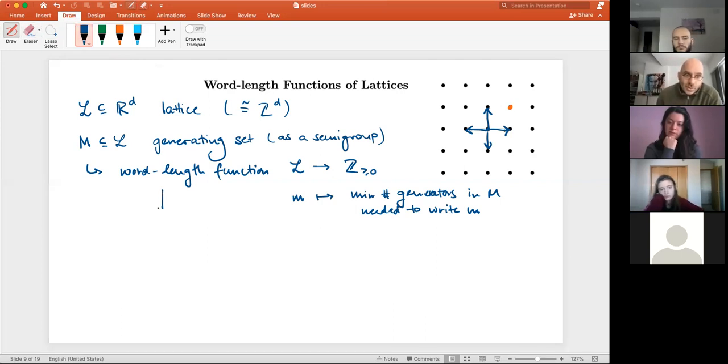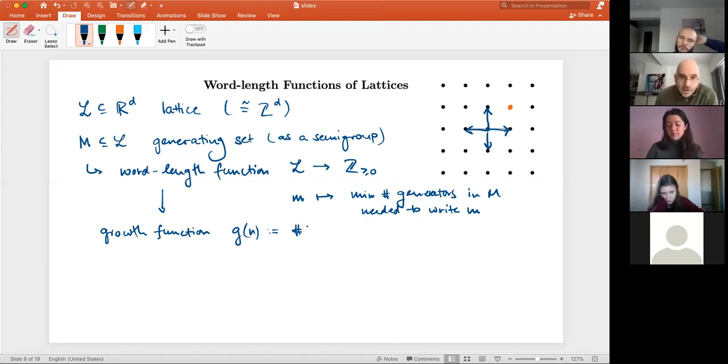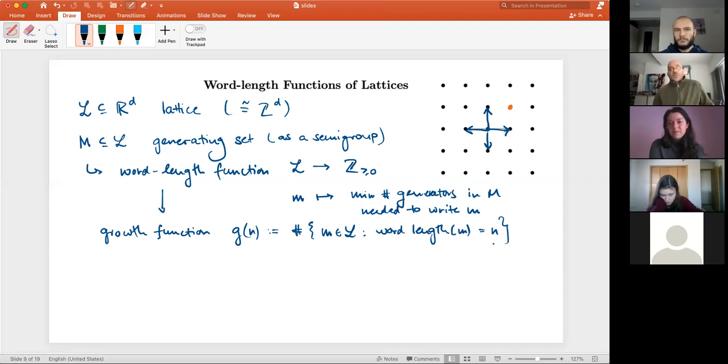From this, we're going to compute what's called the growth function of the lattice, which I'm going to call G. It's the number of lattice points with word length n. For this growth function, g of 0 is 1, so the origin is the only point in the lattice with word length 0, and then g of 1 is the number of generators, and so on. This is what people are interested in.